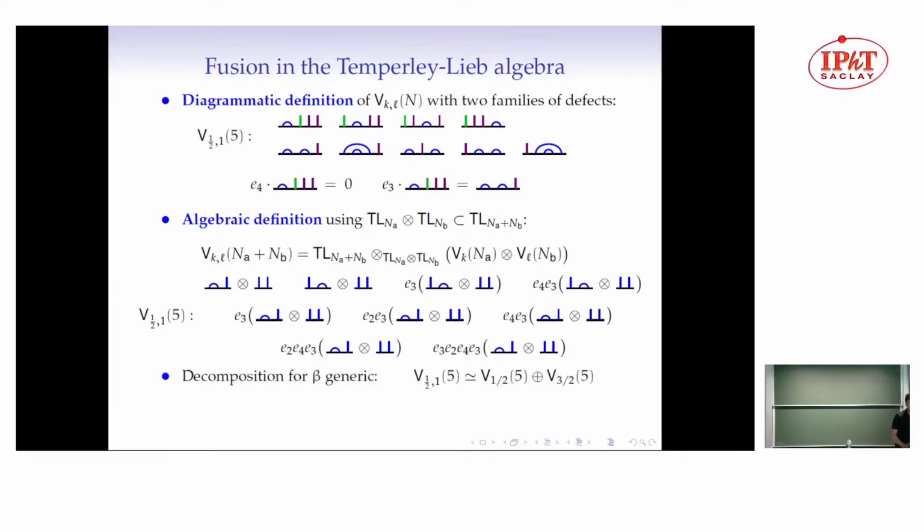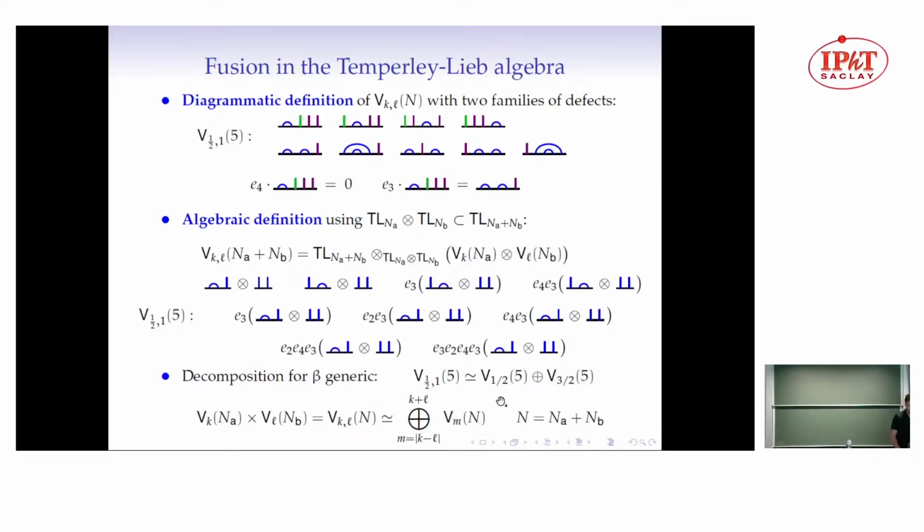And for my example, this representation of dimension 9, if you set beta to be a generic value, is going to decompose as a direct sum of the 2 standard modules, okay? And the general result of the fusion is again a decomposition into a number of these irreducible standard modules for generic values of beta.